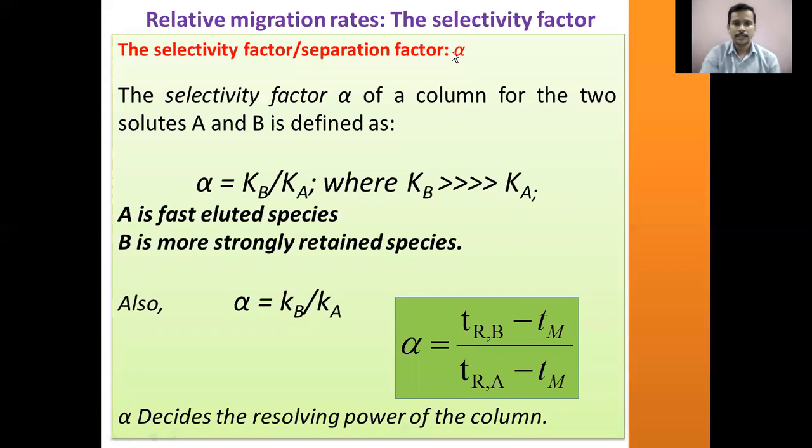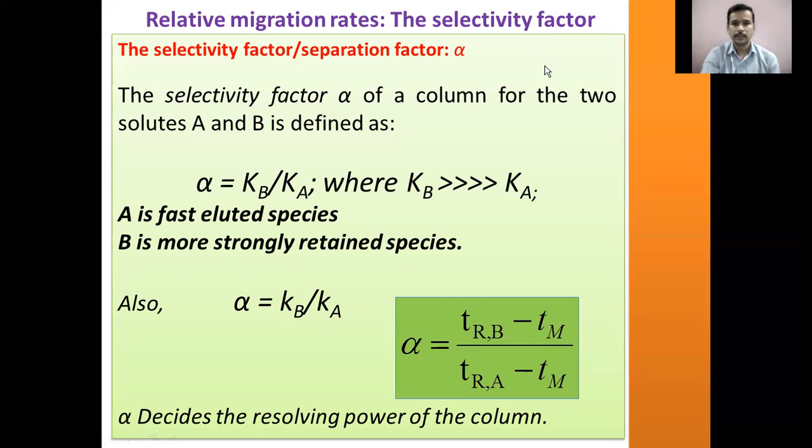Another factor, apart from the capacity factor or retention factor, which is also equally important, is the selectivity factor. This selectivity factor describes the relative migration rate of the solutes, and it describes the selectivity of the column for the separation of solutes when more than one solute is present together in the sample. What is the selectivity of the column, whether the column is suitable for the separation of a pair of solutes present in the sample with more selectivity or not? So this is nothing but the selectivity factor.